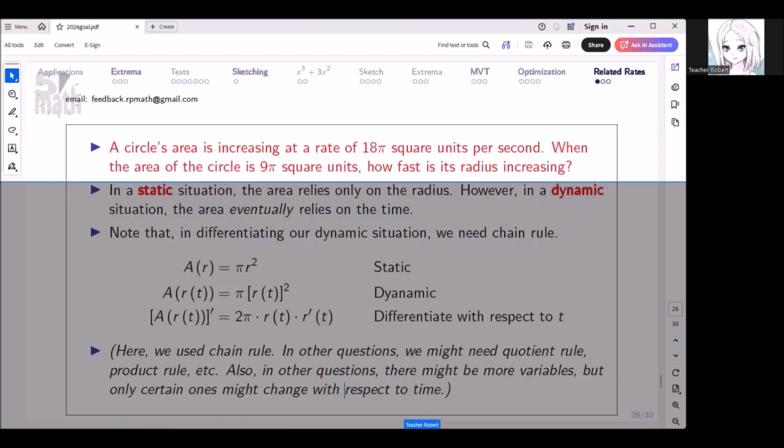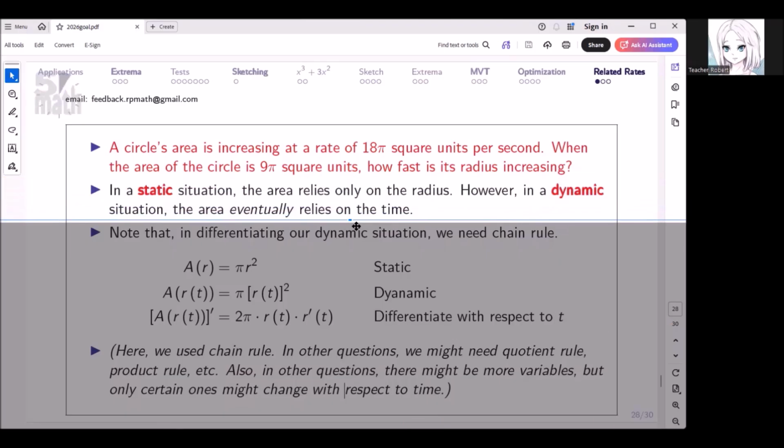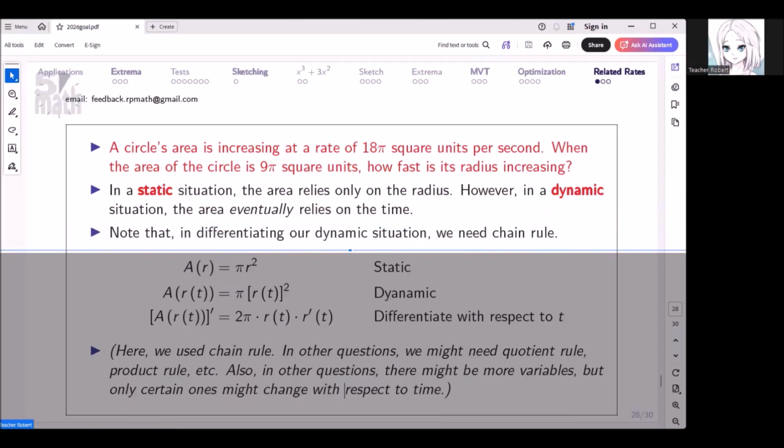A circle's area is increasing at a rate of 18 pi square units per second. When the area of the circle is 9 pi square units, how fast is its radius increasing? In a static situation, the area relies only on the radius. However, in a dynamic situation, the area eventually relies on the time. Note that, in differentiating our dynamic situation, we need chain rule.